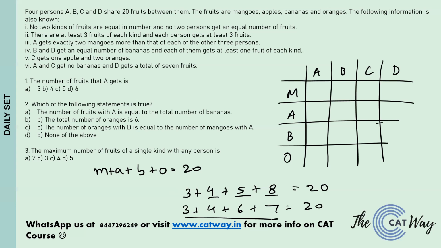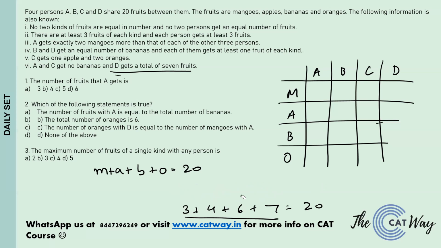Now we have been given that D gets a total of 7 fruits. If you take case 1, one person will be getting 3 fruits, one will be getting 4, one will be getting 5, one will be getting 8 fruits. In this case, D getting a total of 7 fruits is impossible. So out of these two cases, the first case is already out, and we are definitely left with the 3, 4, 6, and 7 combo.